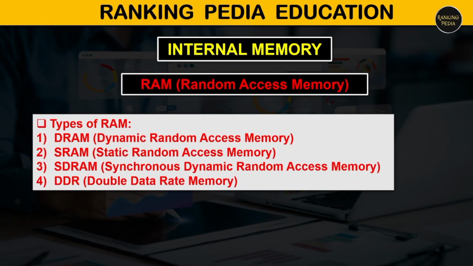Whereas double data rate memory is majorly used in Intel Pentium 4 systems. It requires less power and has double the speed of SDRAM, that is synchronous dynamic random access memory. So this was all about the types of RAM, that is random access memory, that we have discussed.